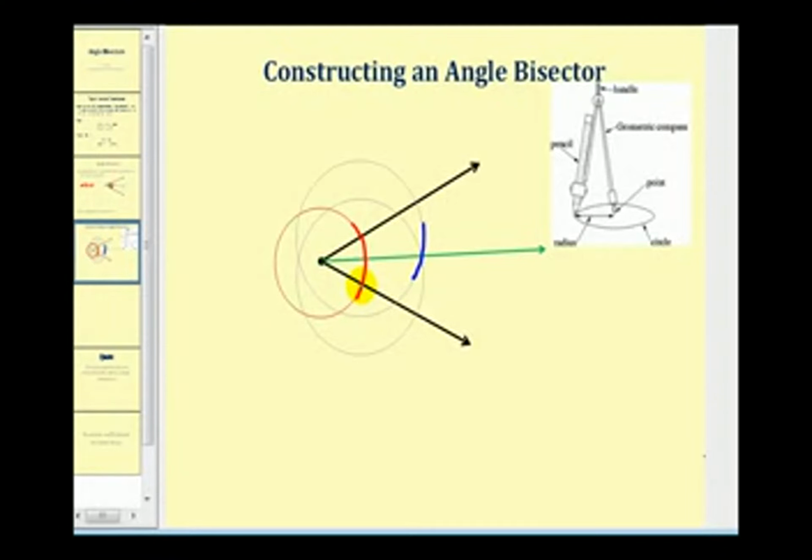Swing an arc that passes through where we think the angle bisector would be, and that would look something like this. So the ray starting at the vertex of the angle and passing through the intersection of these two blue arcs would be the angle bisector. And it's pictured here in green. So this green ray would be our angle bisector. So if we call this angle 3 and call this angle 4, angle 3 and angle 4 are congruent.